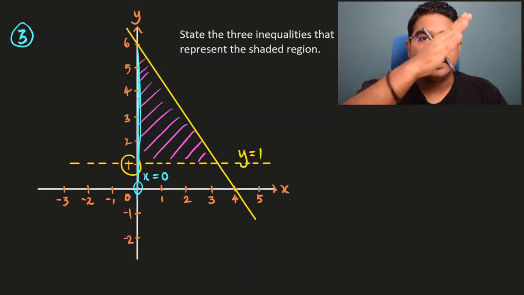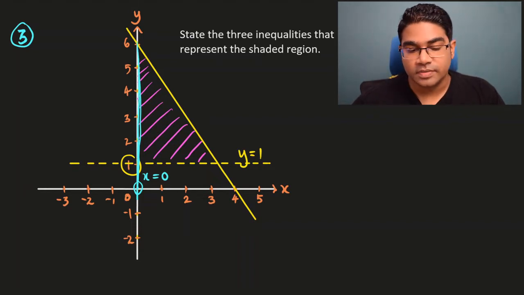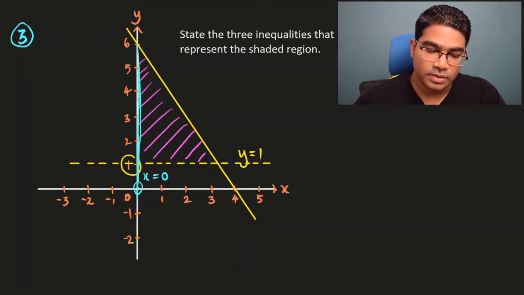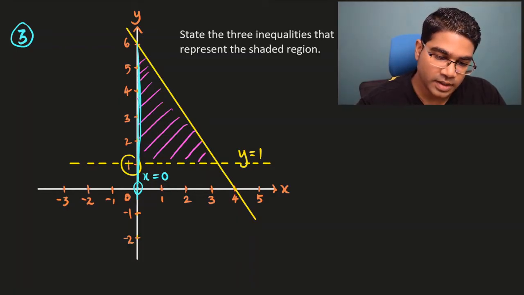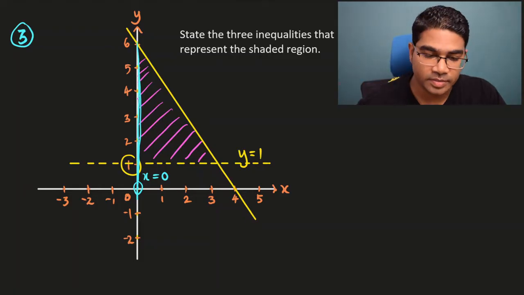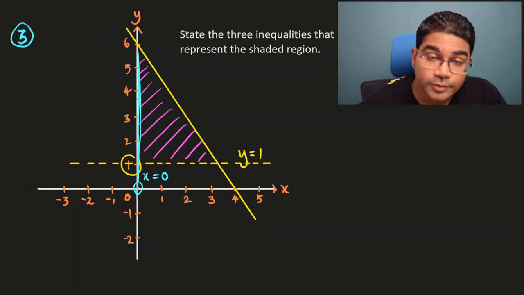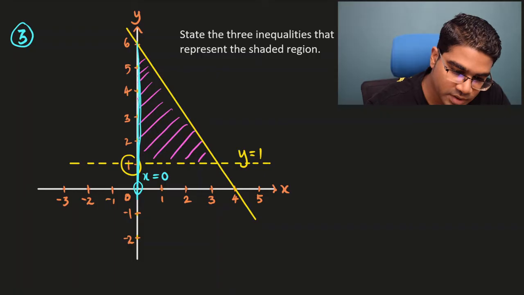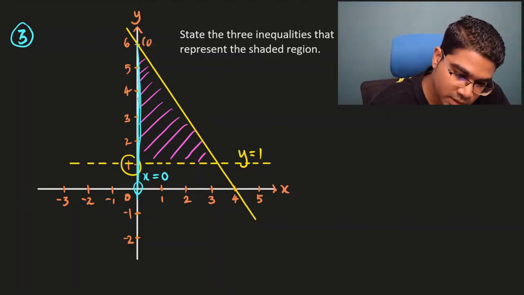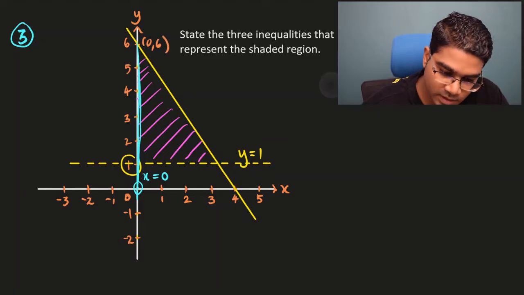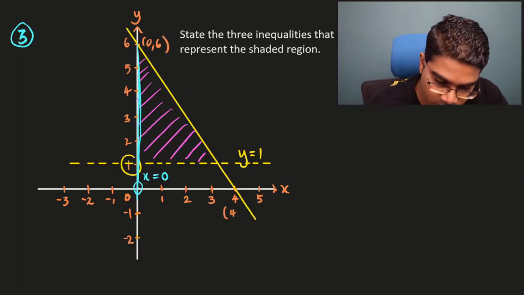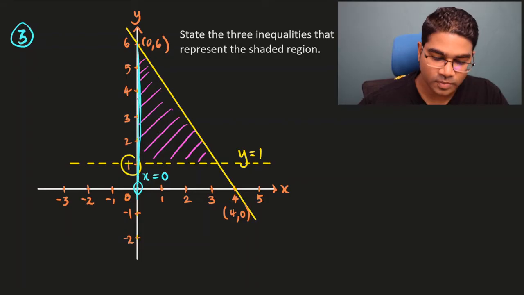Now we need to find the slanted line. What is the equation for this line? Here we need to use the equation of a straight line. If you are not sure about the equation of a straight line, I have a video on that. I will link it in the description. So here we have 2 points. Let's label the points first. This is (0, 6), and this point here is (4, 0). Basically, we have the x-intercept and the y-intercept.